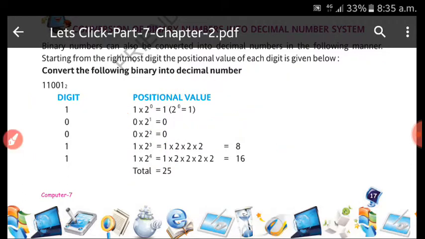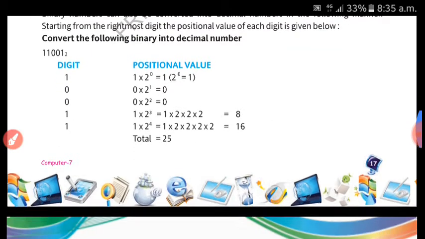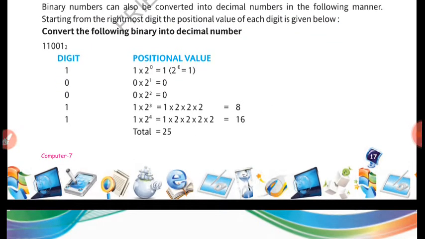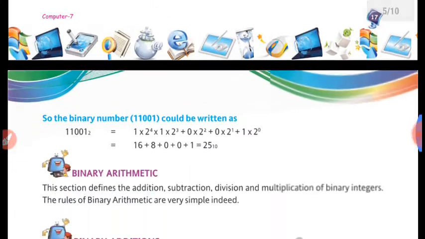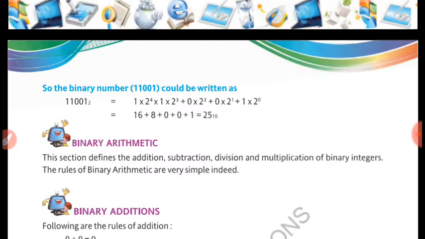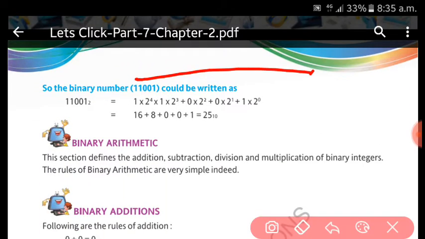Because earlier also I discussed that we have to multiply by the increasing power of 2. See, this result came as I told. It is from right side to left side. We have to multiply each digit of the binary number by the increasing power of 2.